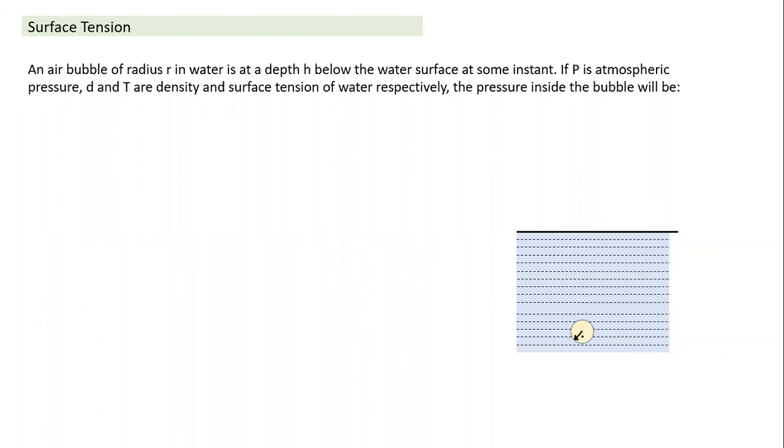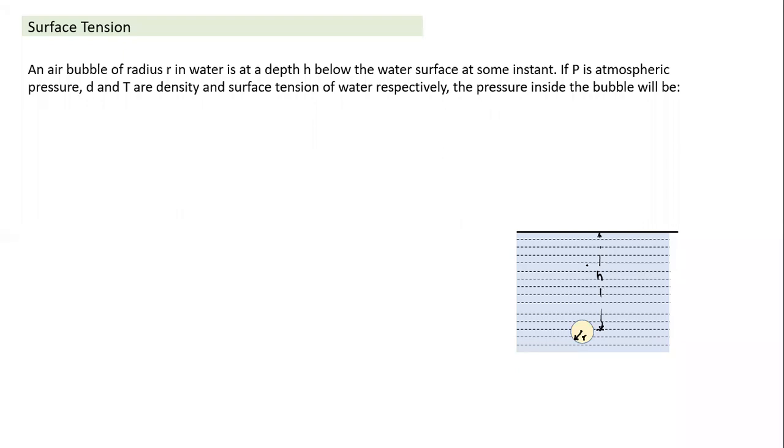Whenever I say depth h, it is meaningful only when different parts of the bubble may have different depths, but we consider this to be too small compared to h. Only then can we mention a particular depth for the entire bubble. The wording itself implies this radius r is much smaller than h. Otherwise, the bubble could not have a unique depth.